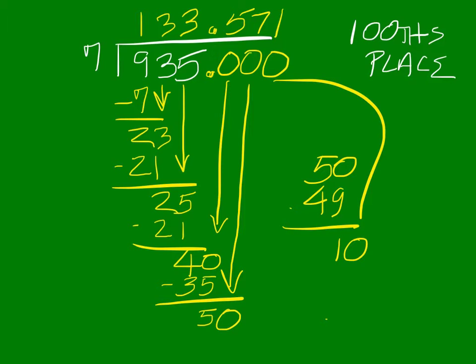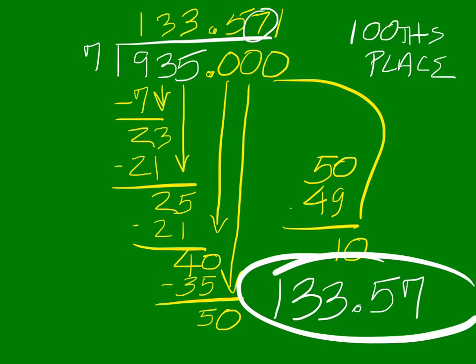So you're rounding to the hundredths place. It's this place here. The number to the right of it is 1, so that means the 7 does not change. Your final answer is 133.57.